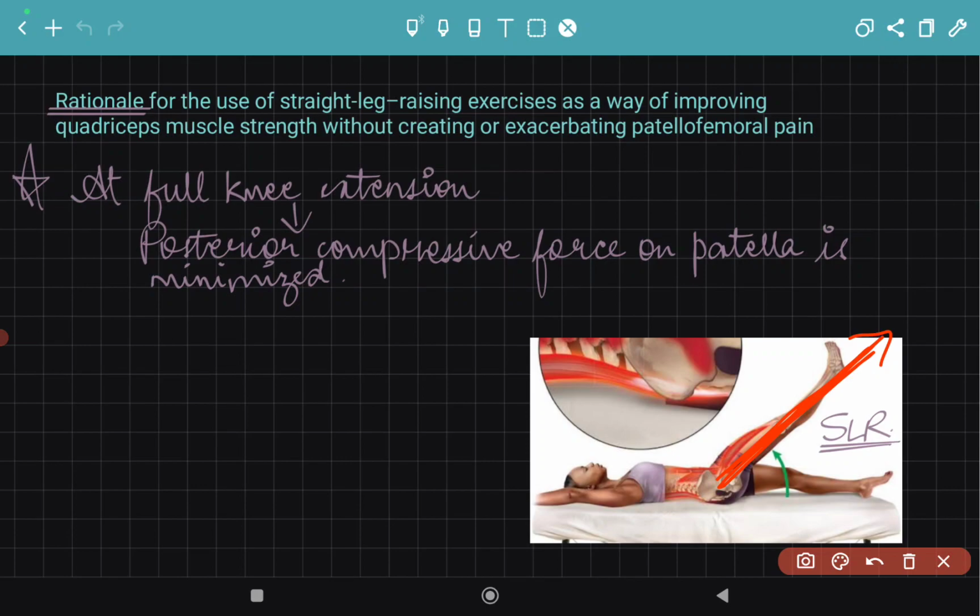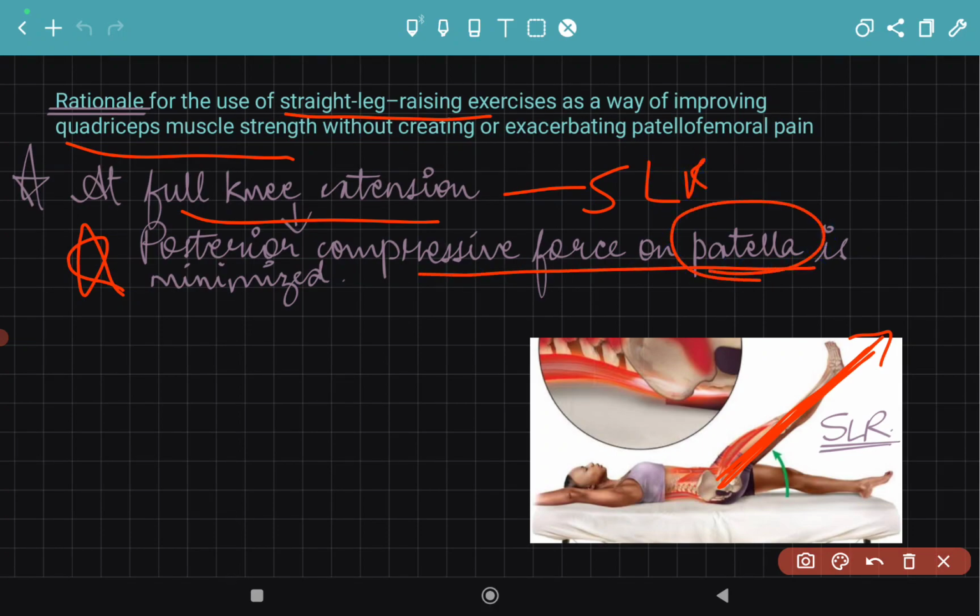So this is the rationale behind using SLR, the straight leg raising exercise, to improve quadriceps muscle strength, because in full knee extension, as maintained in SLR, the posterior compressive force on the patella is reduced. And in this position, while strengthening the quadriceps muscle, we will not exacerbate or increase or create any kind of patellofemoral pain.